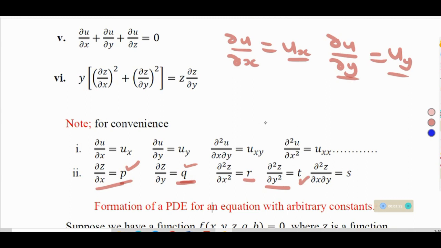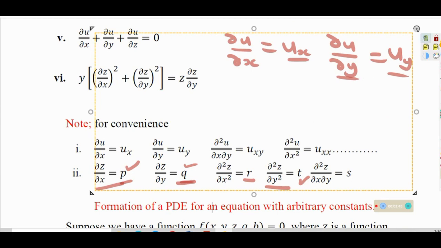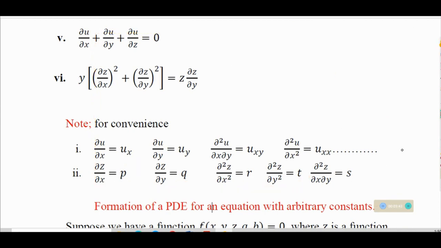Now, having looked at that, let us briefly look at how best we can form a partial differential equation given an equation that is containing arbitrary constants.